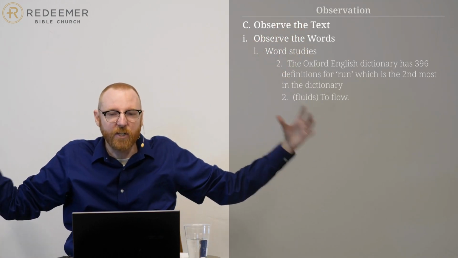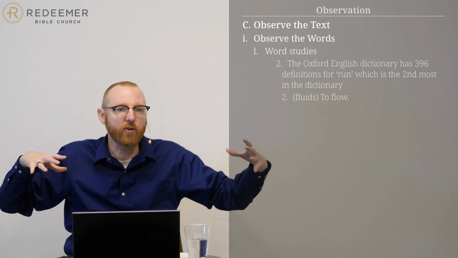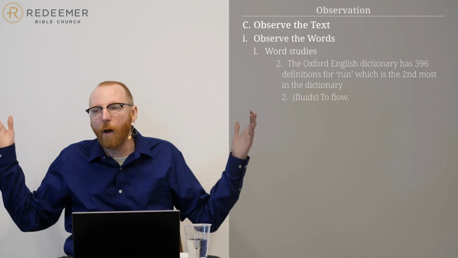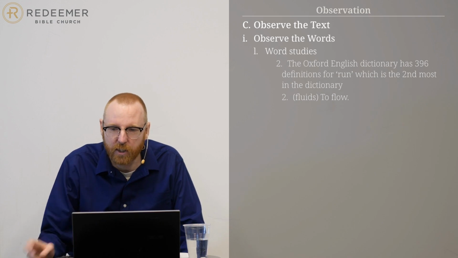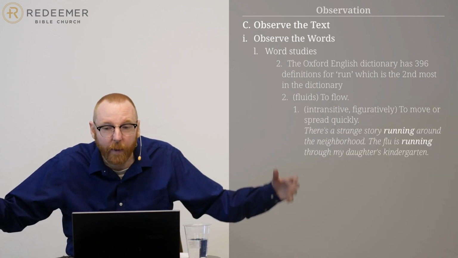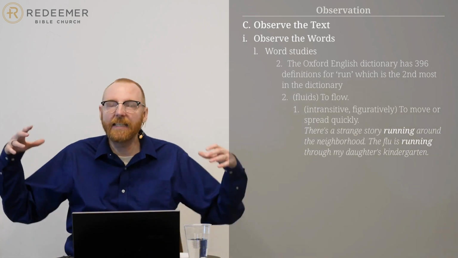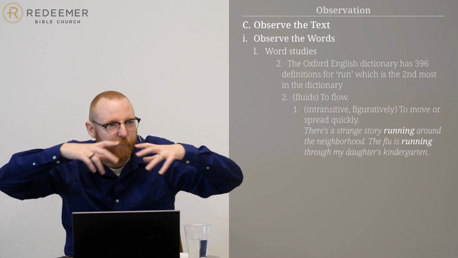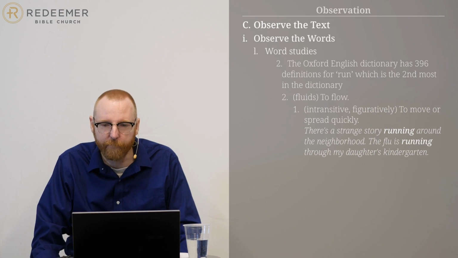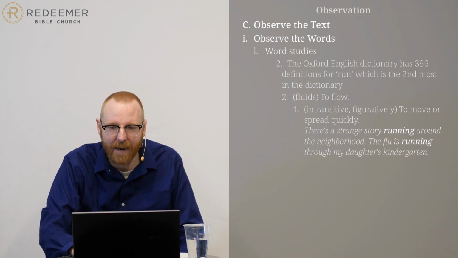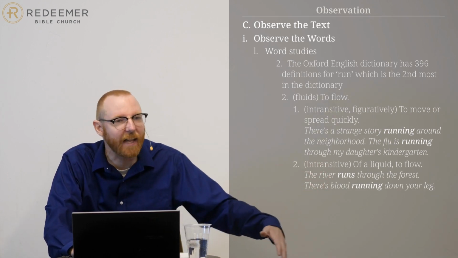Now the second major definition, notice it just says fluids. So now it's not characterizing transitive or intransitive. When you're talking about fluids, they obviously don't have legs, but they could still run, right? So it means to flow. There's a strange story. Now, a story technically isn't a fluid, but they put it in here anyway, because it's getting that idea from a fluid, like running water. There's a strange story running around the water. The flu is running through the kindergarten. Of a liquid, to flow. The river runs. The blood is running down your leg.